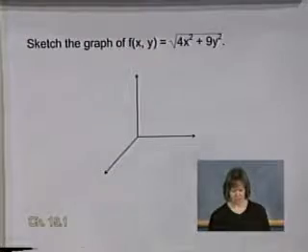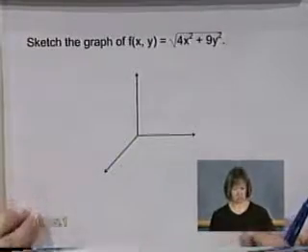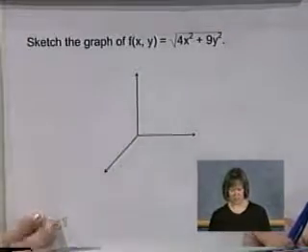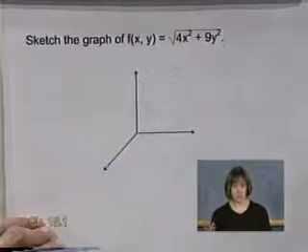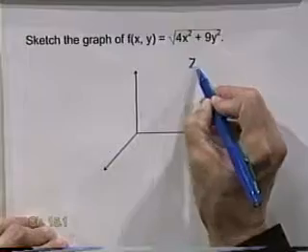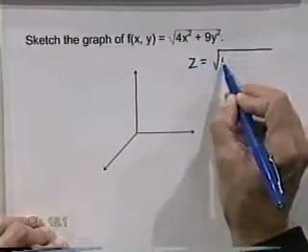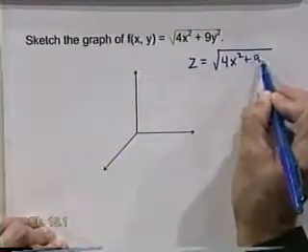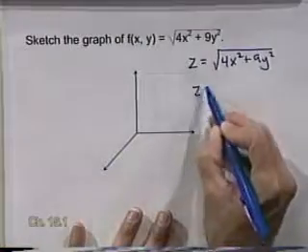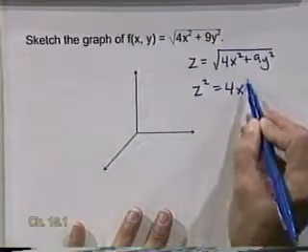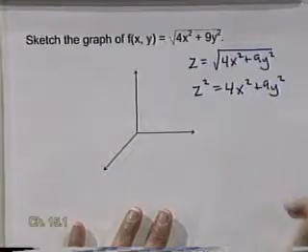Ooh. This one I look at it and I have no clue. Do you? Sketch the graph of f of xy equals the square root of 4x squared plus 9y squared. So what I'm going to do is say z equals the square root of 4x squared plus 9y squared. Okay, and let's square both sides. That would give me z squared equals 4x squared plus 9y squared.